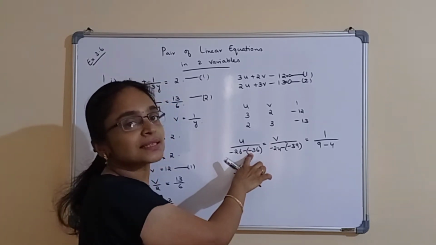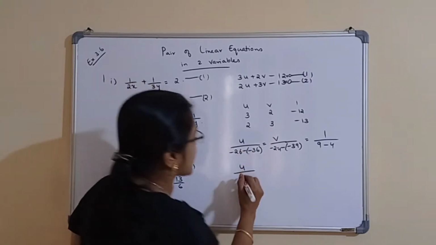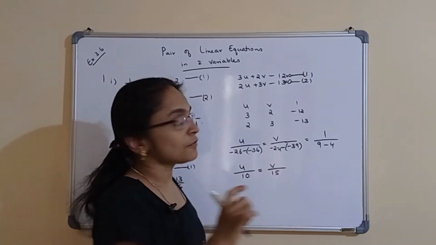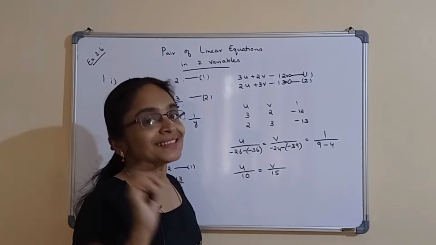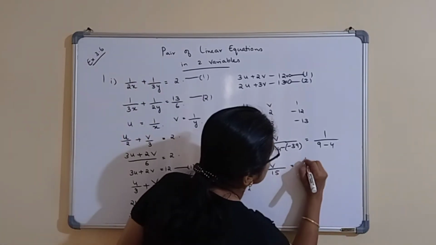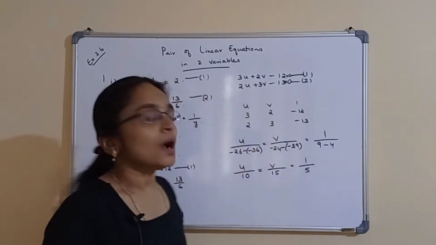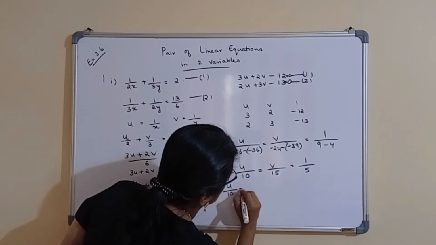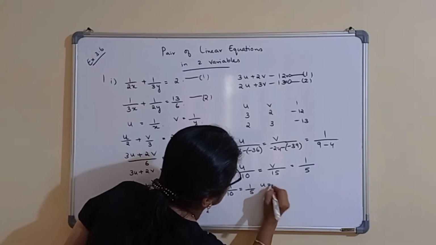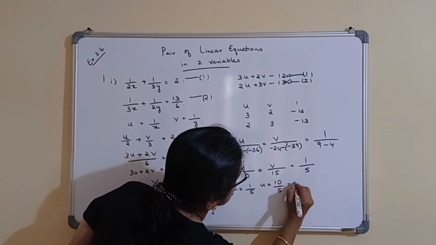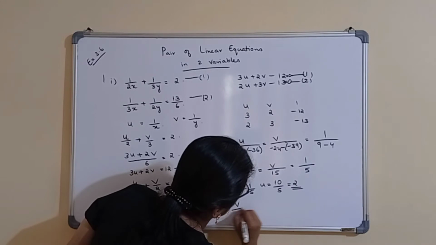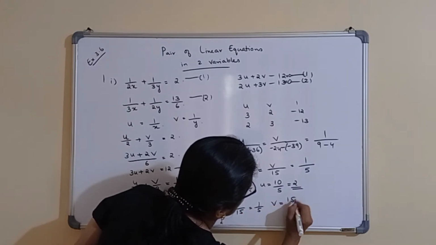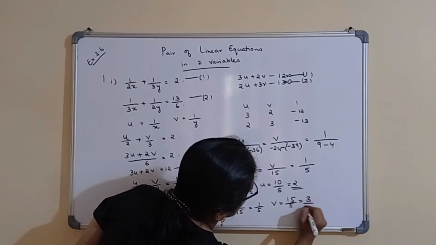Okay, now we will get this as u by minus 26 plus 36. Minus of minus 36 is plus 36, which is 10. So u by 10 is equal to v by minus 24 plus 39, which is 15. And this is equal to 1 by 5. Now equate this. U by 10 is equal to 1 by 5, which means u is equal to 10 by 5, which is equal to 2, and v by 15 is equal to 1 by 5, which means v equal to 15 by 5, and that is equal to 3.